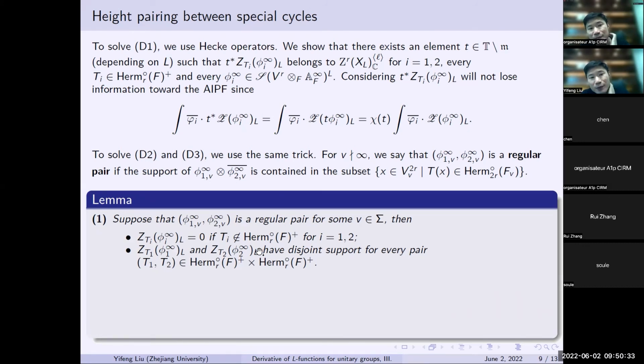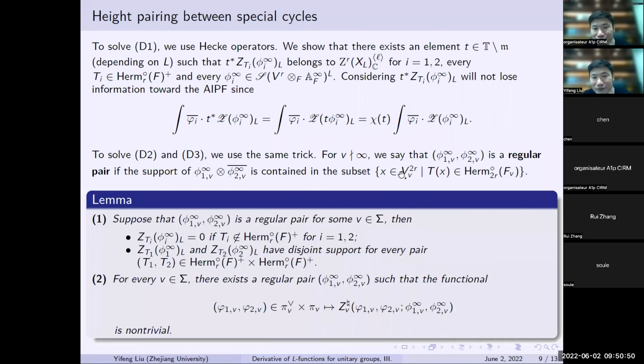However, there's a problem. You need to show that there are enough regular pairs, right? If there are very few regular pairs, such that every regular pair will make this local zeta integral vanish, then at the end you are proving a theorem that is 0 equals 0. So it's nothing. So you have to show that there are enough regular pairs in the following sense.